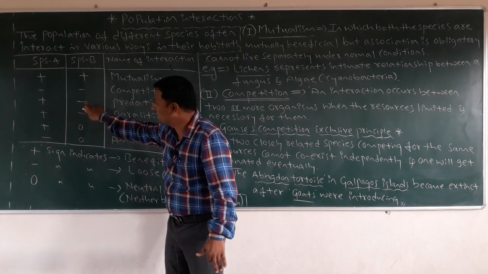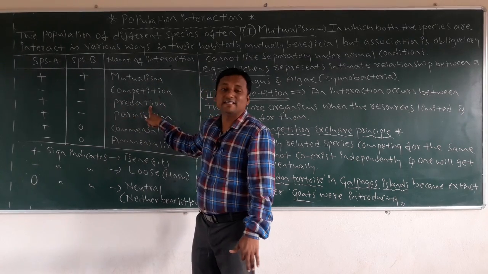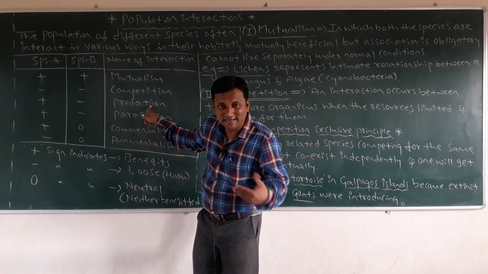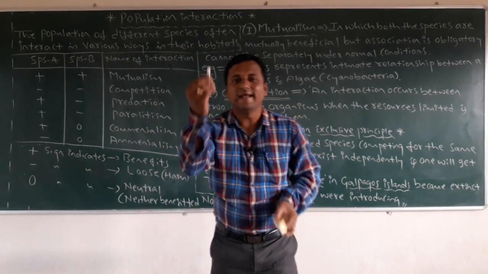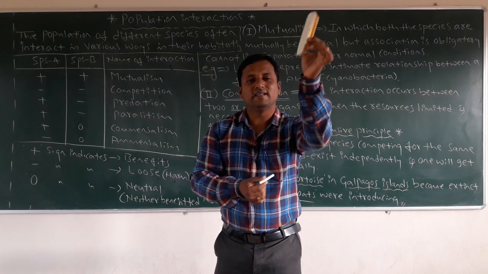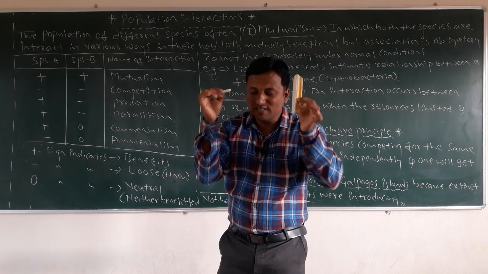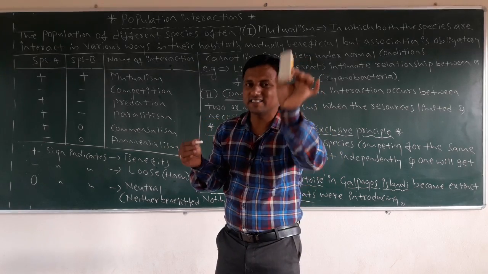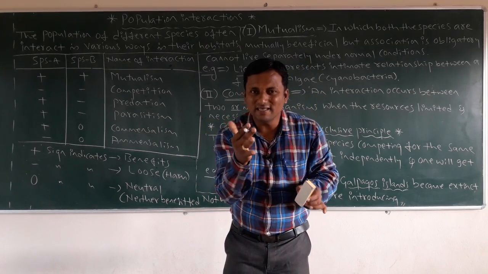Next, species A plus and another species B minus. What's going on here in these conditions? That interaction is called predation. Species A gets the benefit and species B gets the loss. One is strong, one is becoming weak. Due to this condition, one species only gets the benefit, but the other species does not.